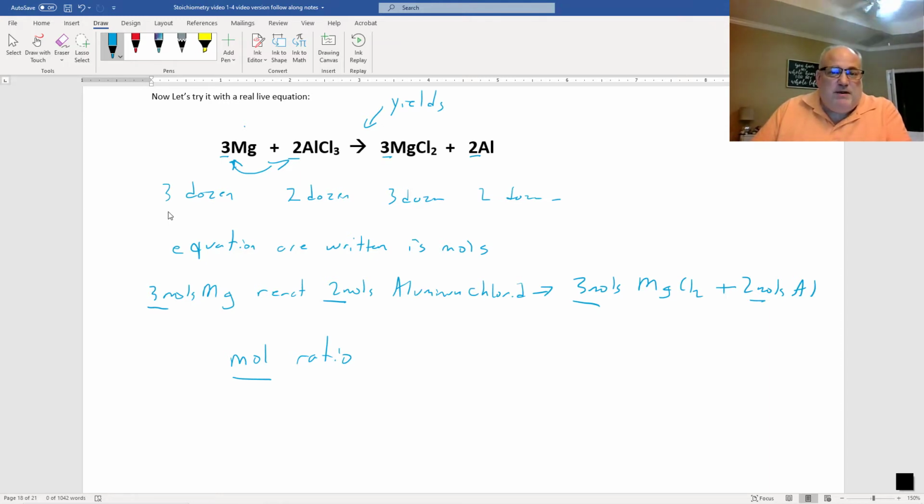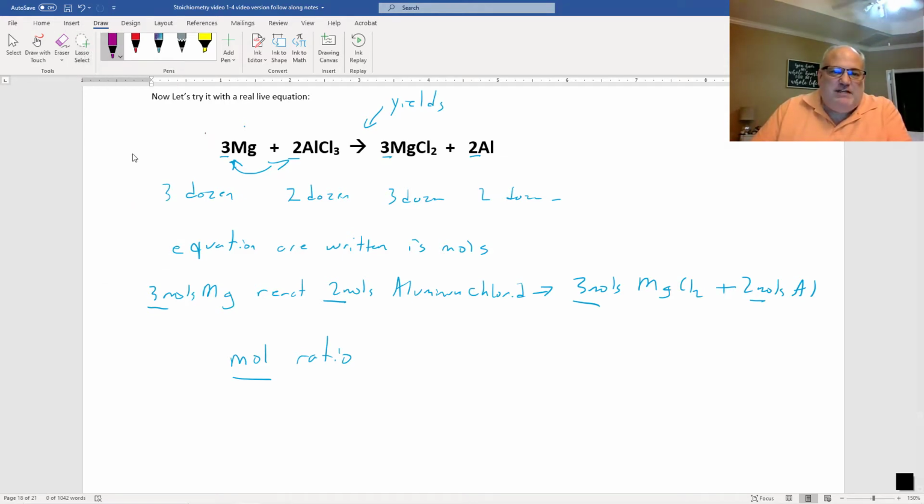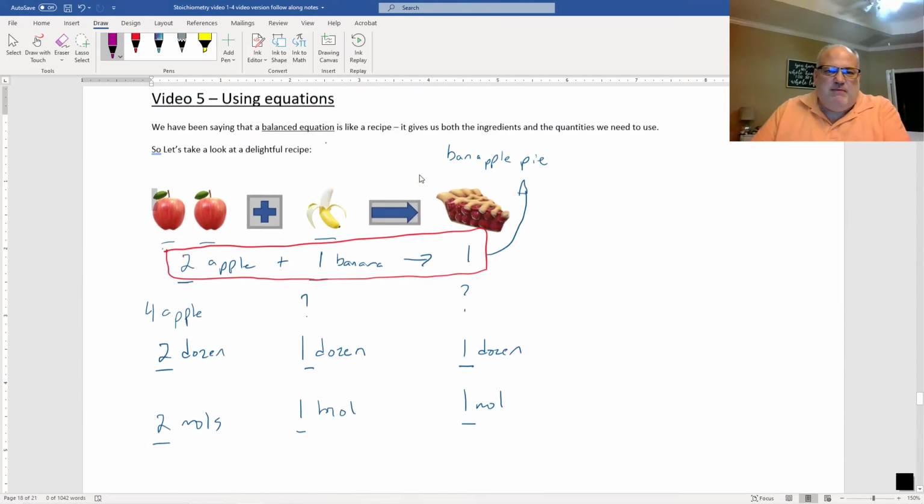The other thing I want to bear in mind is this. This right here is a recipe. It doesn't mean we actually have that. This right here that I'm circling, and by circle I mean a large rectangle, says that we have a recipe that requires 3 moles of magnesium for every 2 moles of aluminum chloride.